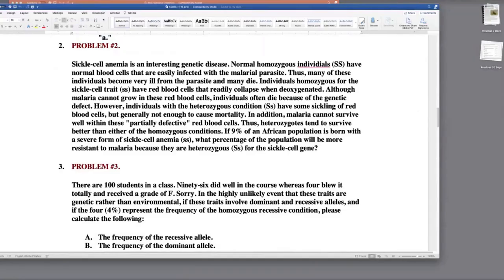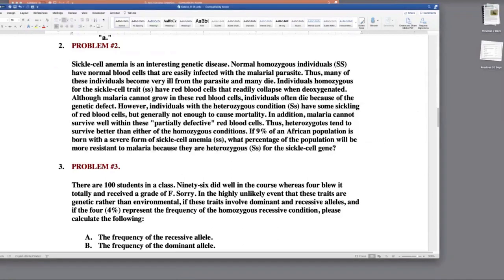Okay, so instead of solving all of them, let's just do this one. All right, so sickle cell. Homozygous individuals have normal blood cells. Then we have homozygous recessive for the sickle cell trait, who have sickle cell disease. And then the heterozygotes, we know that those are protected from malaria. You guys are familiar with that. They don't have sickle cell.